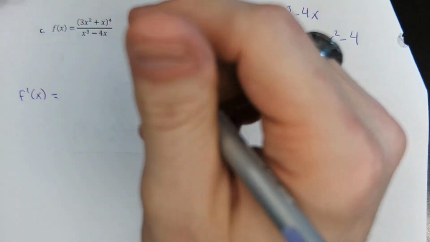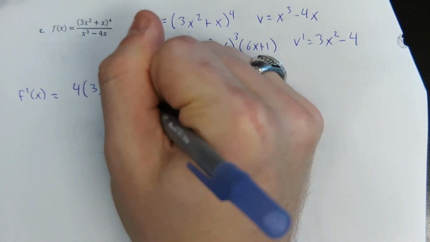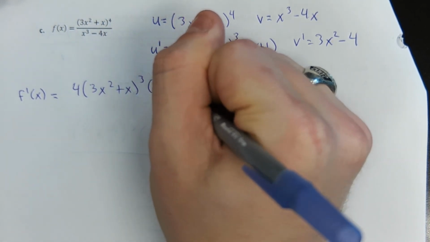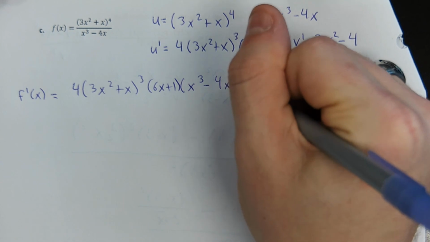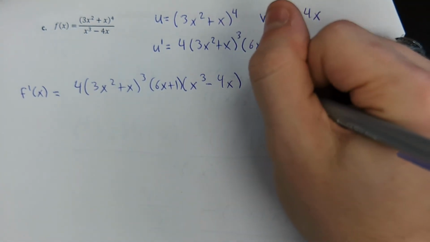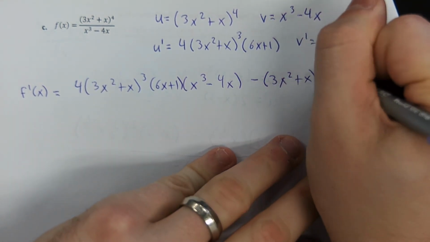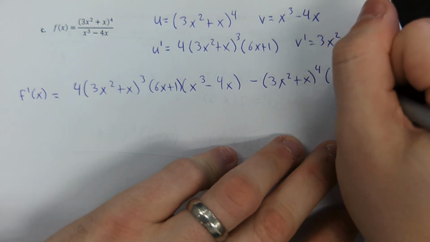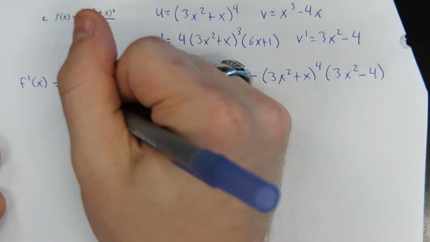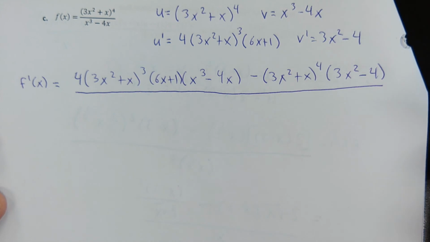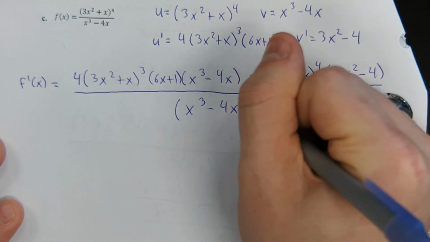U prime v. Oh gosh, u prime is a lot. There's u prime v, minus u v prime, all over v squared. There's absolutely no reason to clean this up.